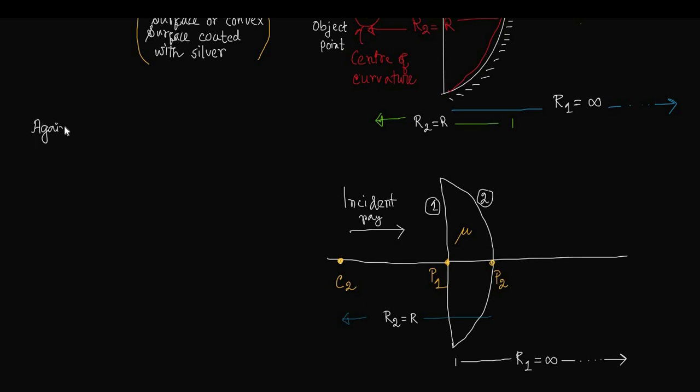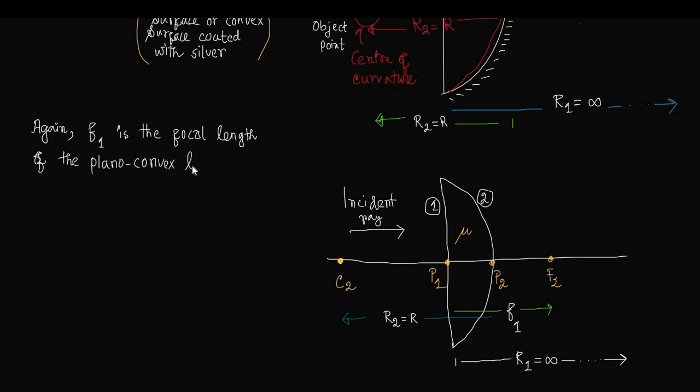If we have the plano-convex lens without any silver coating, in that case the focal length will be f1. Now we can denote the focal length of the plano-convex lens. This is the focal length f2, focus of f2, and we can denote the focal length of the plano-convex lens. f1 is the focal length of the plano-convex lens without any silver coating.